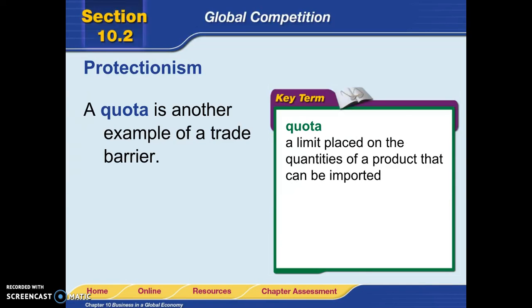Also, quota. Quota is another example of a trade barrier. We know quota as a number of particular output devices in a particular period of time. However, another definition is a limit placed on the quantities of a product that can be imported. So only X amount of items can be imported for X amount of time. Very similar to what we know as a common definition for quota, just applying it in a different manner.